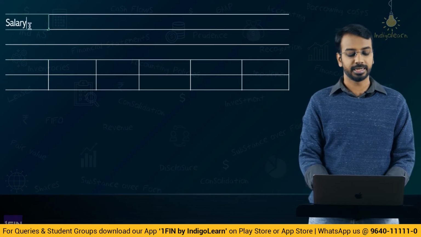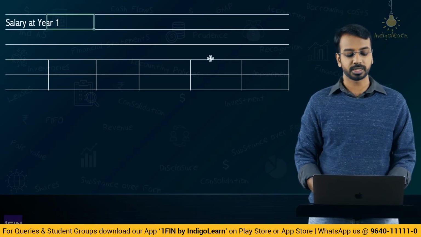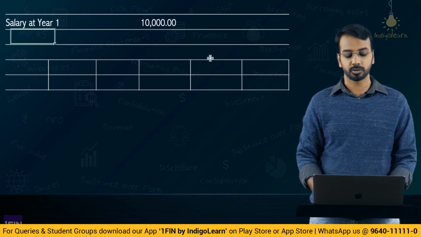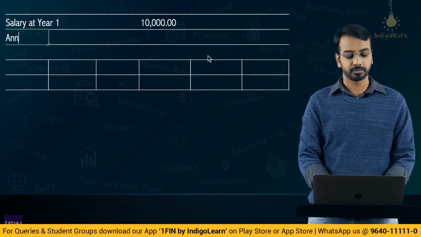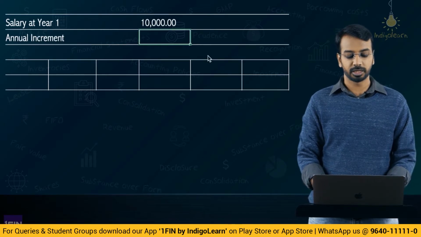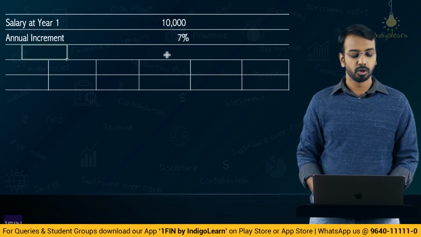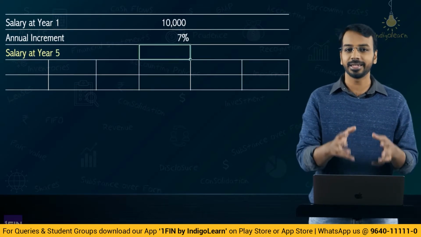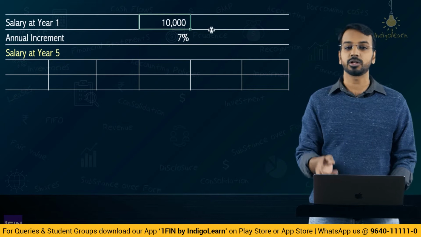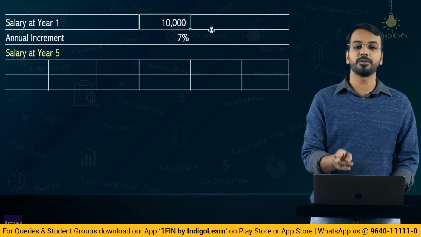So, salary at year 1. What is the salary at year 1 given? 10,000. Okay. This is what is the salary at year 1. Now, what is the annual increment? Annual increment is 7%. So, what will be the salary at year 5? Salary at year 5 will be basically 10,000 of salary in year 1 growing by 7% each year.